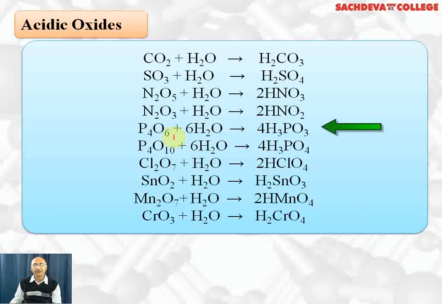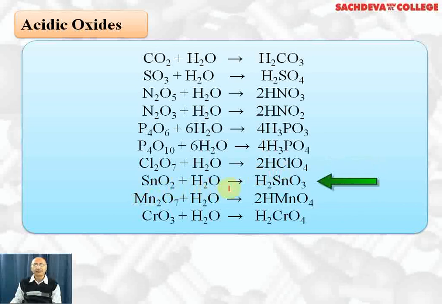P4O6, which is dimer of P2O3, dissolves in water forming phosphorus acid. P4O10, which is dimer of P2O5, dissolves in water forming phosphoric acid. So P2O5 is anhydride of phosphoric acid and P2O3 is anhydride of phosphorus acid. Cl2O7 is chlorine heptaoxide, which dissolves in water and forms perchloric acid. HClO4 is called perchloric acid and it is the strongest acid, even stronger than sulfuric acid.